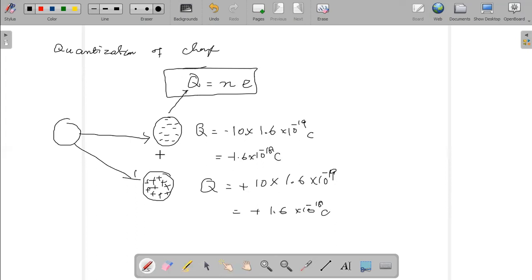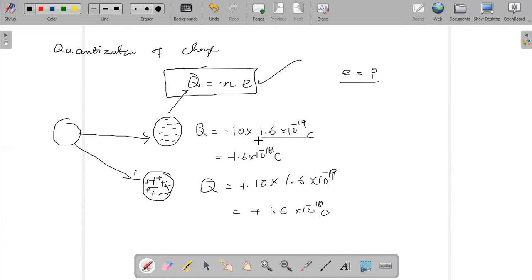So coming to the conclusion, charging a body depends on removal or addition of electrons. If you add electrons, it becomes negative charge. If you remove electrons, it becomes positive charge. But the general formula, whether it becomes positive or negative, is the same. e is the charge of an electron, because the charge of an electron and the charge of a proton are equal, and the value is 1.6 into 10 to the power of minus 19 coulomb. This is called quantization of charge.